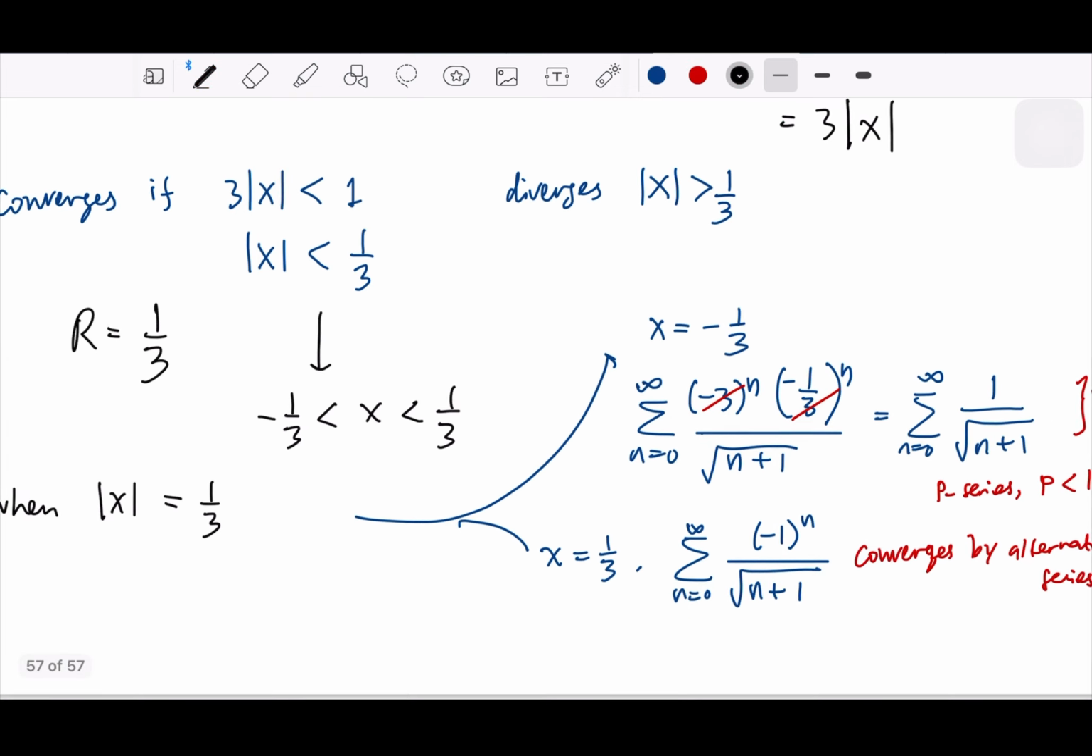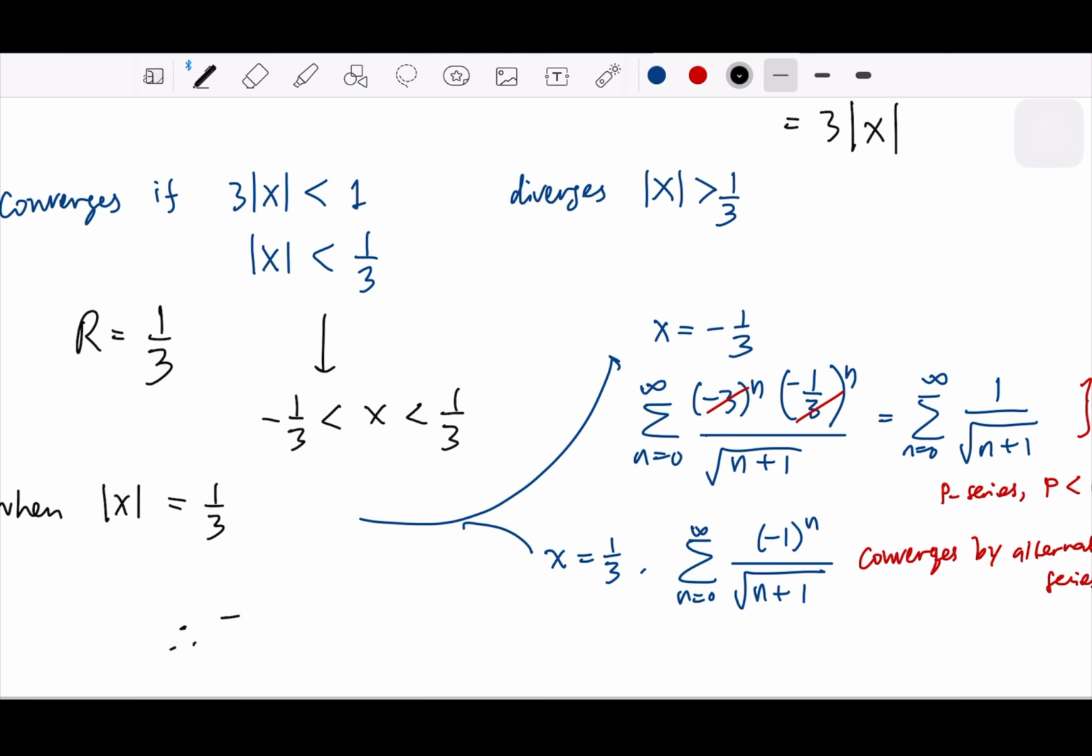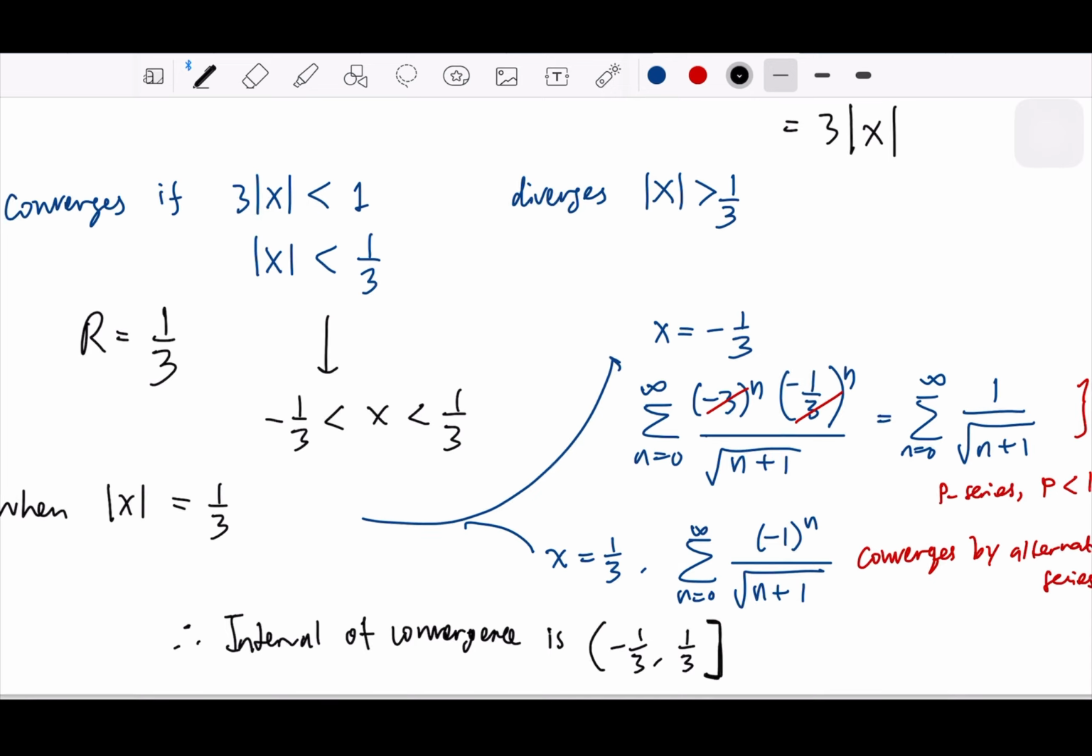And thus, the conclusion will be given that the interval of convergence is, we can write, and we need to include 1/3, positive 1/3. Okay.